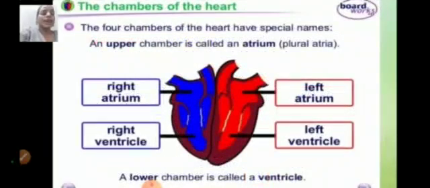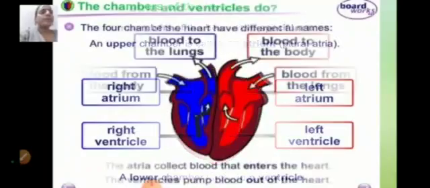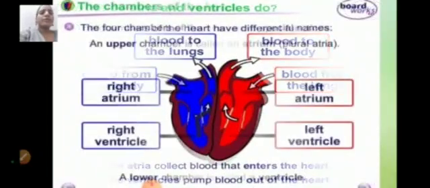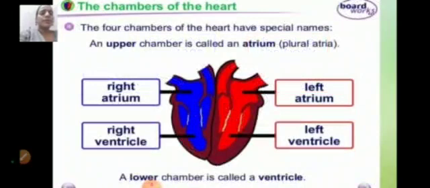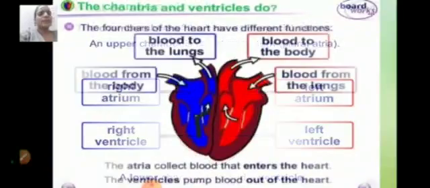Now these right and left sides are also divided into chambers, the upper two chambers and the lower two chambers. That is, the upper two chambers, one on the right and the other on the left, whereas the lower two chambers will be one on the right and the other on the left. The upper two chambers are known as the atria, whereas the lower two chambers are known as the ventricles. So we will have the right atrium, right ventricle, left atrium and left ventricle.